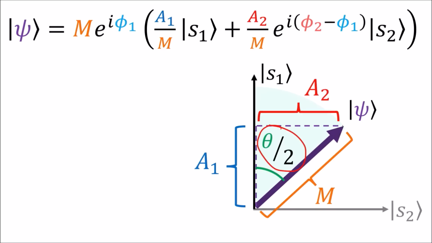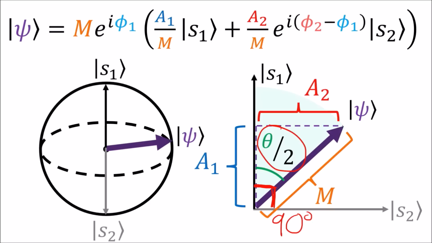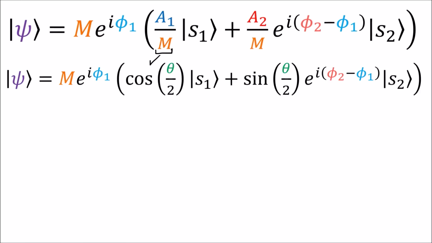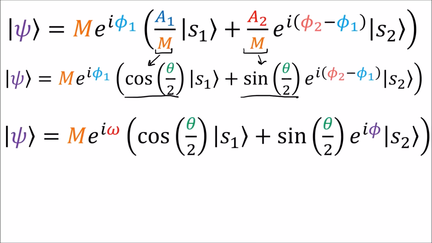This is because, in the original space, the 2 basis spinors are 90 degrees apart. But on this sphere, where we ignore overall signs, they are 180 degrees apart. So we need to take this angle on the sphere and divide it by 2 to get the correct angle between the basis spinors in the original space. So we can rewrite a1 over m as a cosine and rewrite a2 over m as a sine. I'll also rewrite phi 1 as omega and rewrite the phase difference phi 2 minus phi 1 as just phi.